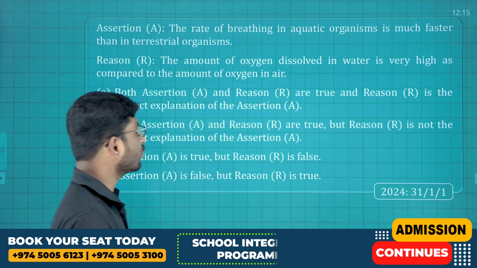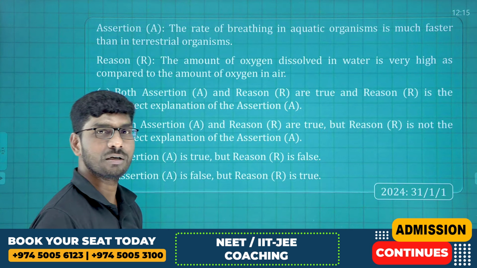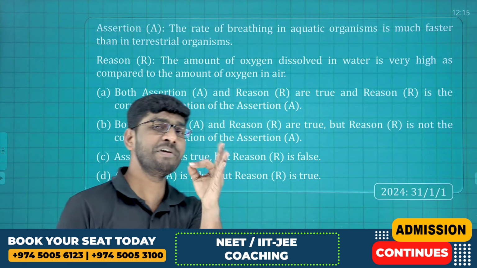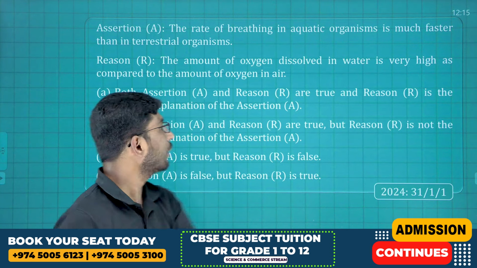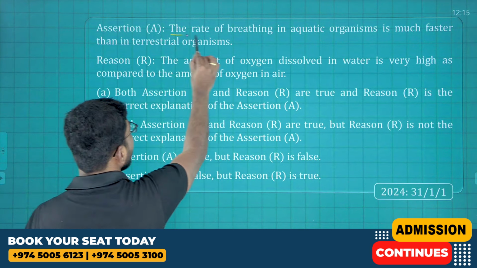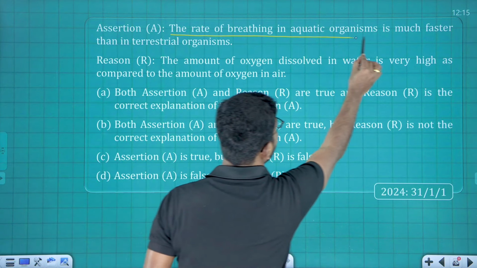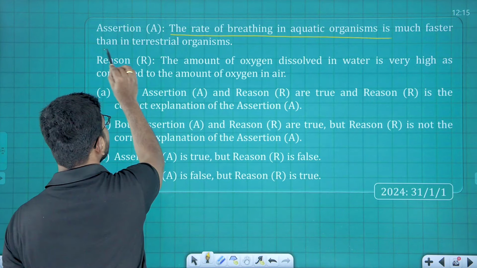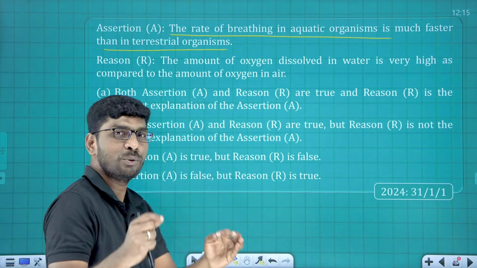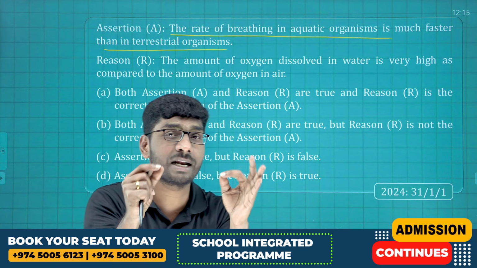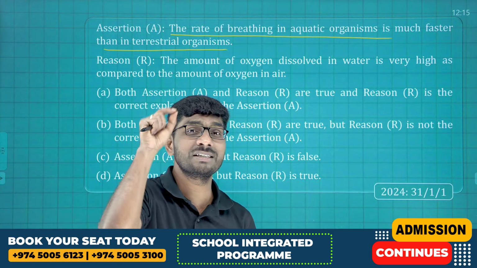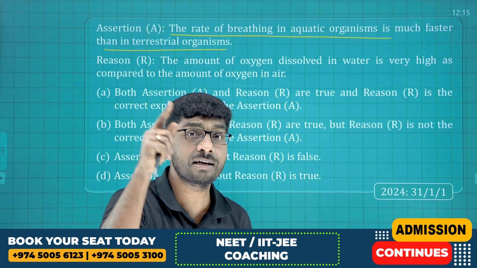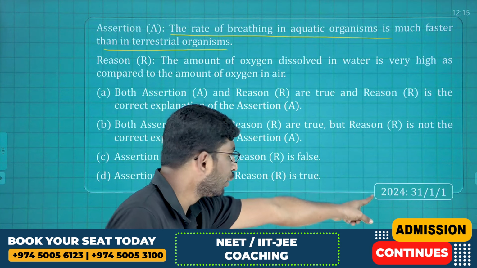Look at the next one. 2024 assertion and reason question. Everyone needs to practice assertion and reason questions first. Look at here. What is given? The rate of breathing in aquatic organisms is much faster than in terrestrial organisms. I have shown you the NCERT line. You know why I am showing the NCERT line? These statements, these lines can come for assertion and reason.